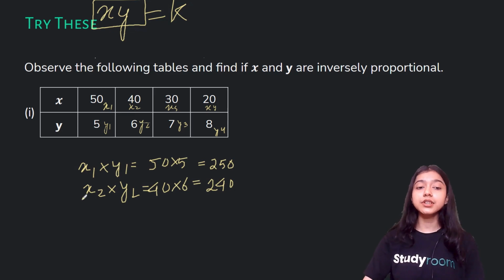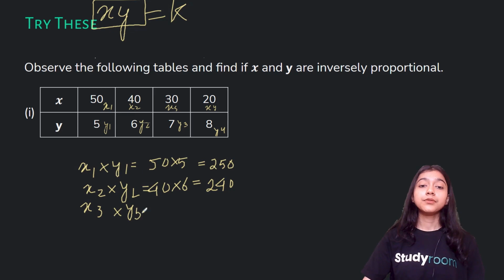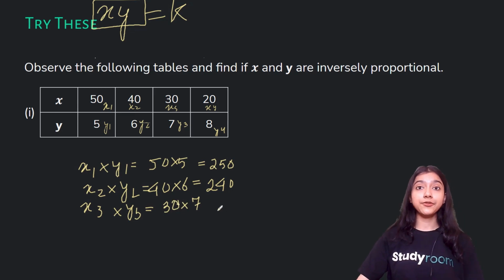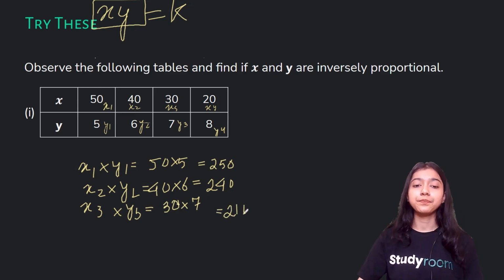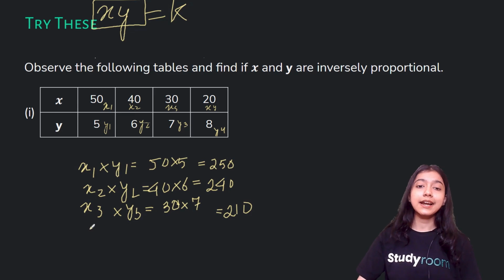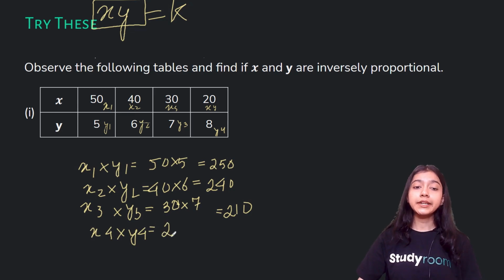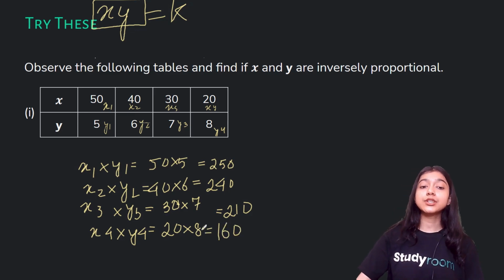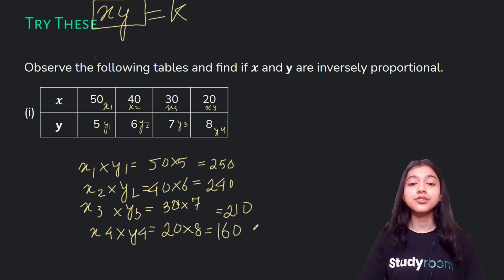The case of x3, y3. So, in case of x3 multiplied with y3, we have x3 as 30 and y3 is equal to 7. So, 30 multiplied with 7 gives us 210. Now, let us check the last case, that is x4 multiplied with y4. So, x4 multiplied with y4 is equal to 20 multiplied with 8, which is equal to 160. Because 8 2 times gives us 16 and 0 is 160.